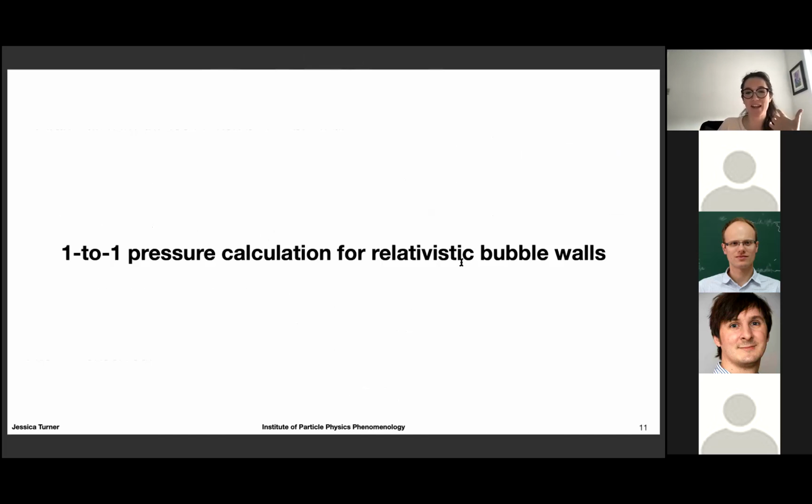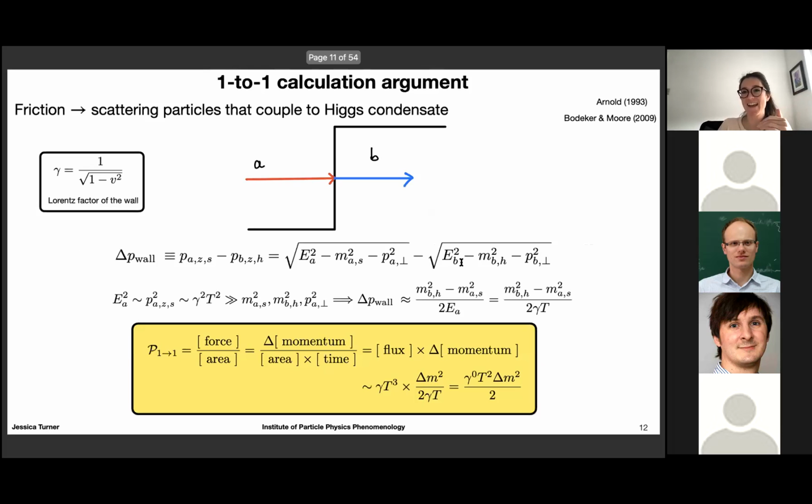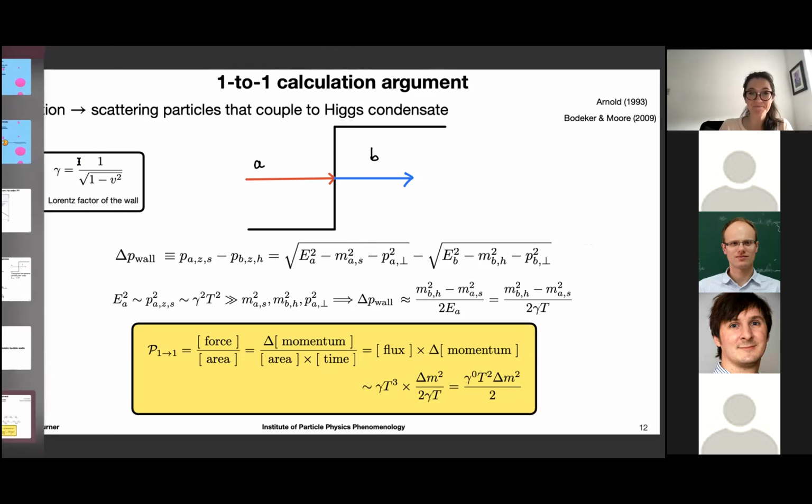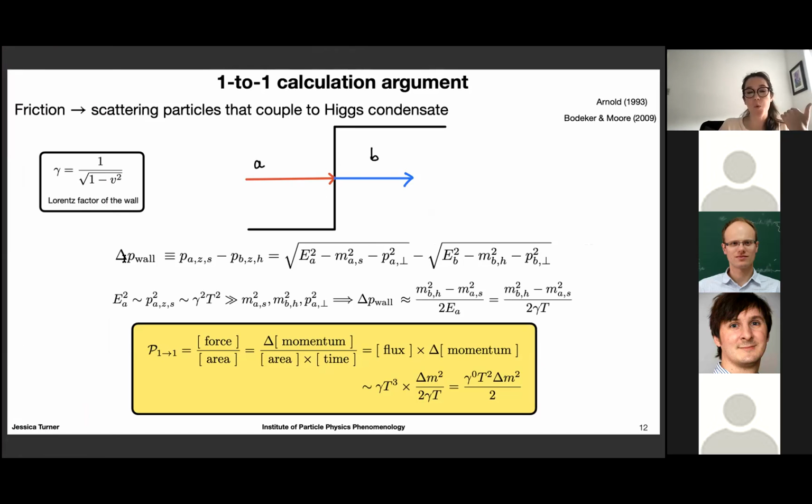Okay, so we're going to begin with the one-to-one calculation, and this was studied by Peter Arnold and Guy Moore back in 2009. So, as I said, the friction results from the scattering of particles that couple to the Higgs condensate, or in particular the bubble wall. A quantity of interest for us is the Lorentz factor of the wall, gamma. So we're just going to study what is the impartation of particle A onto the wall. What momentum does it transfer to the wall?